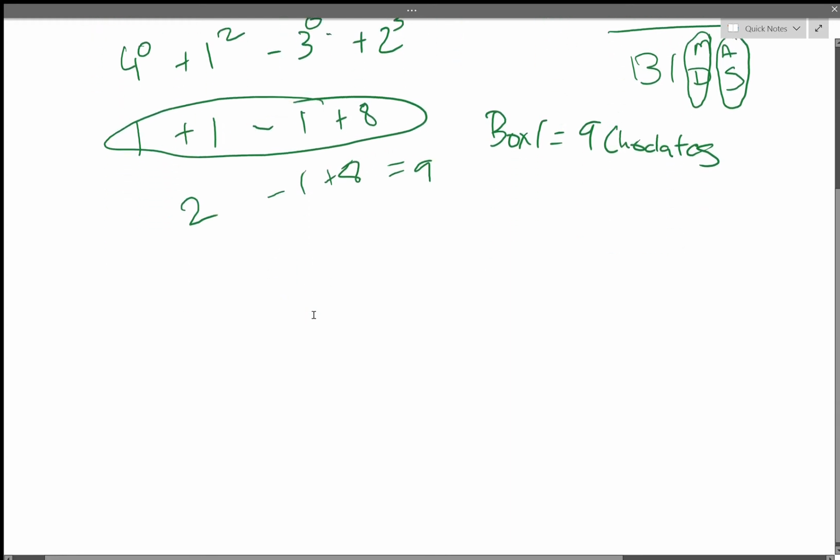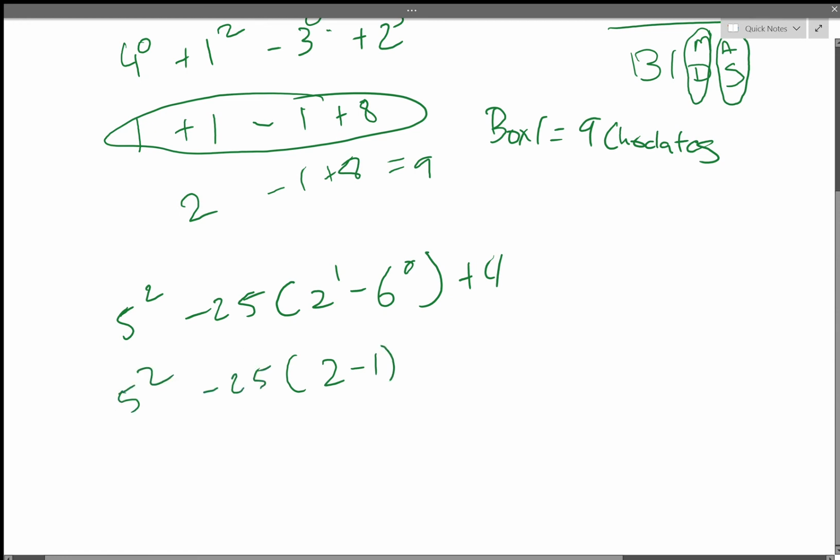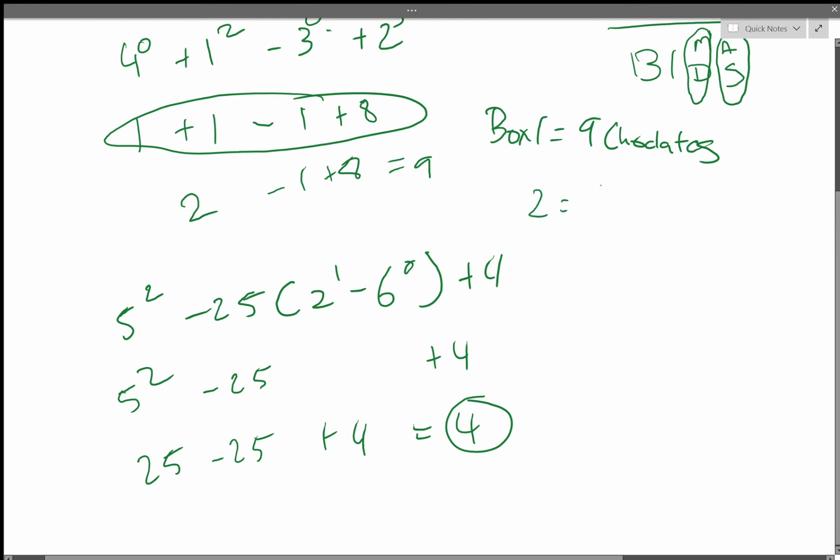Let's look at box 2. Box 2 has 5 squared minus 25 times (2 to the power of 1 minus 6 to the power of 0) plus 4. So we have brackets here, so let's do the brackets first. 2 to the power of 1 is 2, minus 6 to the power of 0 is 1, so 2 minus 1 is 1. Then we have minus 25, plus 5 squared plus 4. The negative 25 times 1 is negative 25, and 5 times 5 is 25. So 25 minus 25 will give you 0, plus 4, which is just 4. So box 2 has 4 chocolates.